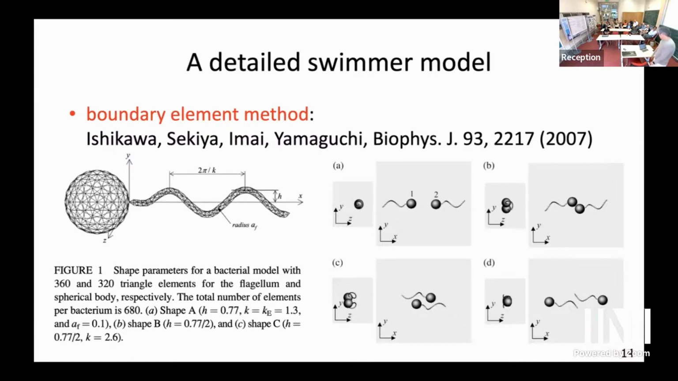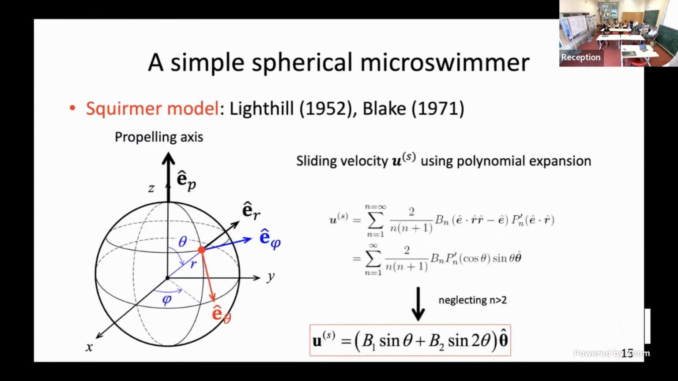So another simplified model is this squirmer. Instead of having an explicit shape, this squirmer particle has a boundary condition, a kind of moving boundary. The boundary motion can be reproduced by superposition of polynomial expansion in any shape, in any configuration. Usually, we only take into account the motion in this polar angle direction, because that is the most important term in order to achieve propulsion.